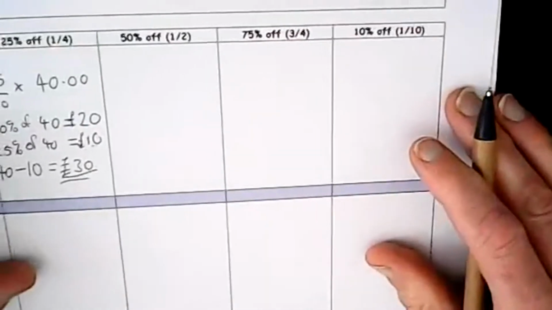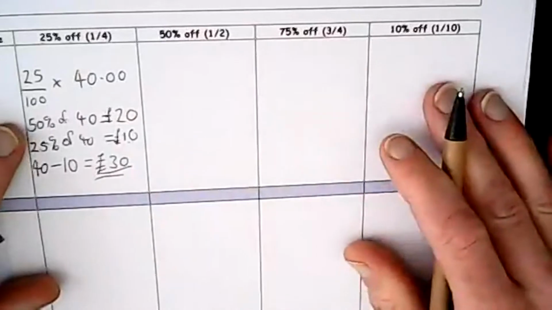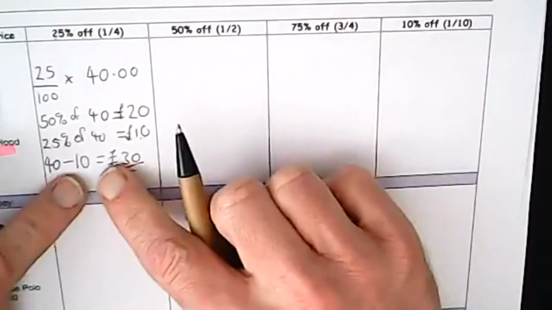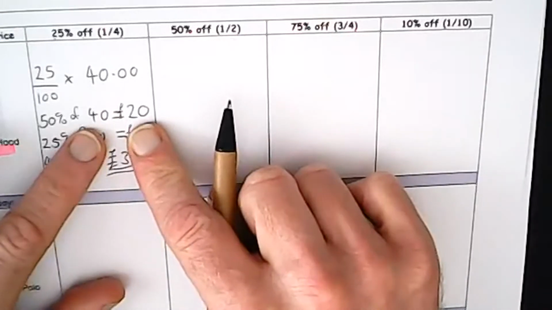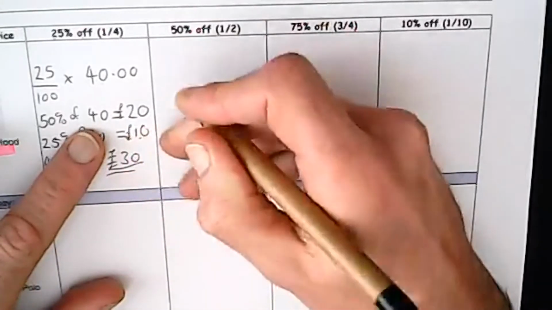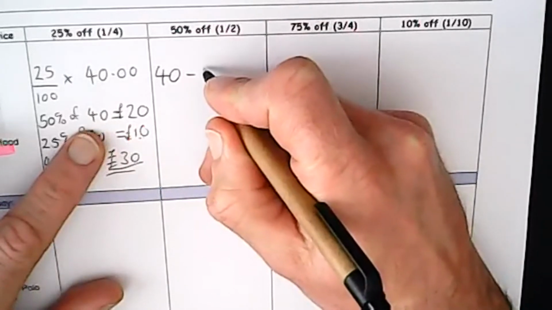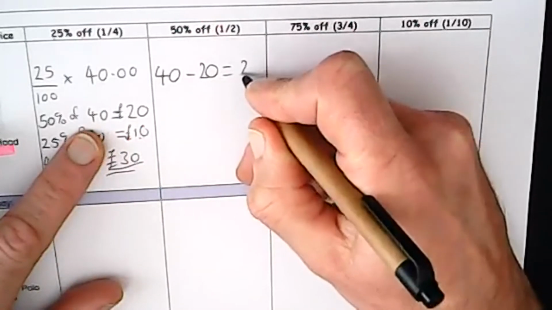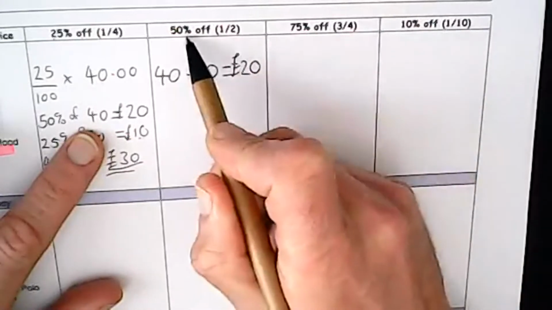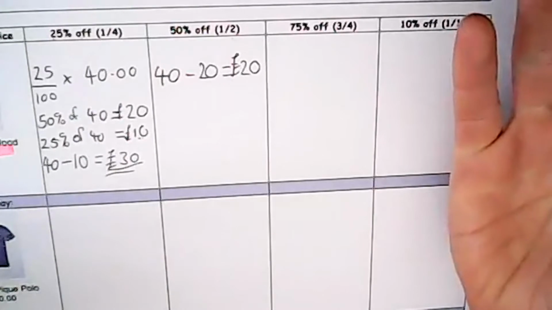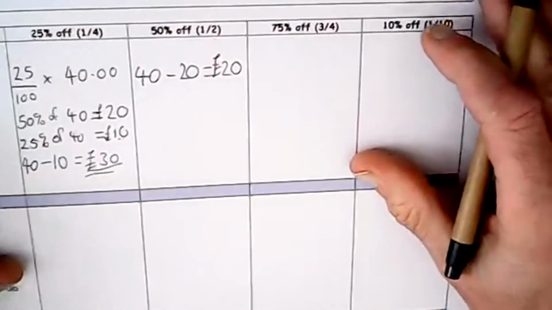Actually, we might as well work through all of these because they're quite easy to do. So this next one, 50%. We've already worked out that 50% is £20. So the price of this is going to be 40 minus 20 equals £20. You could also say, because it's 50% off, it's 50% to pay. So £20 off, £20 to pay.